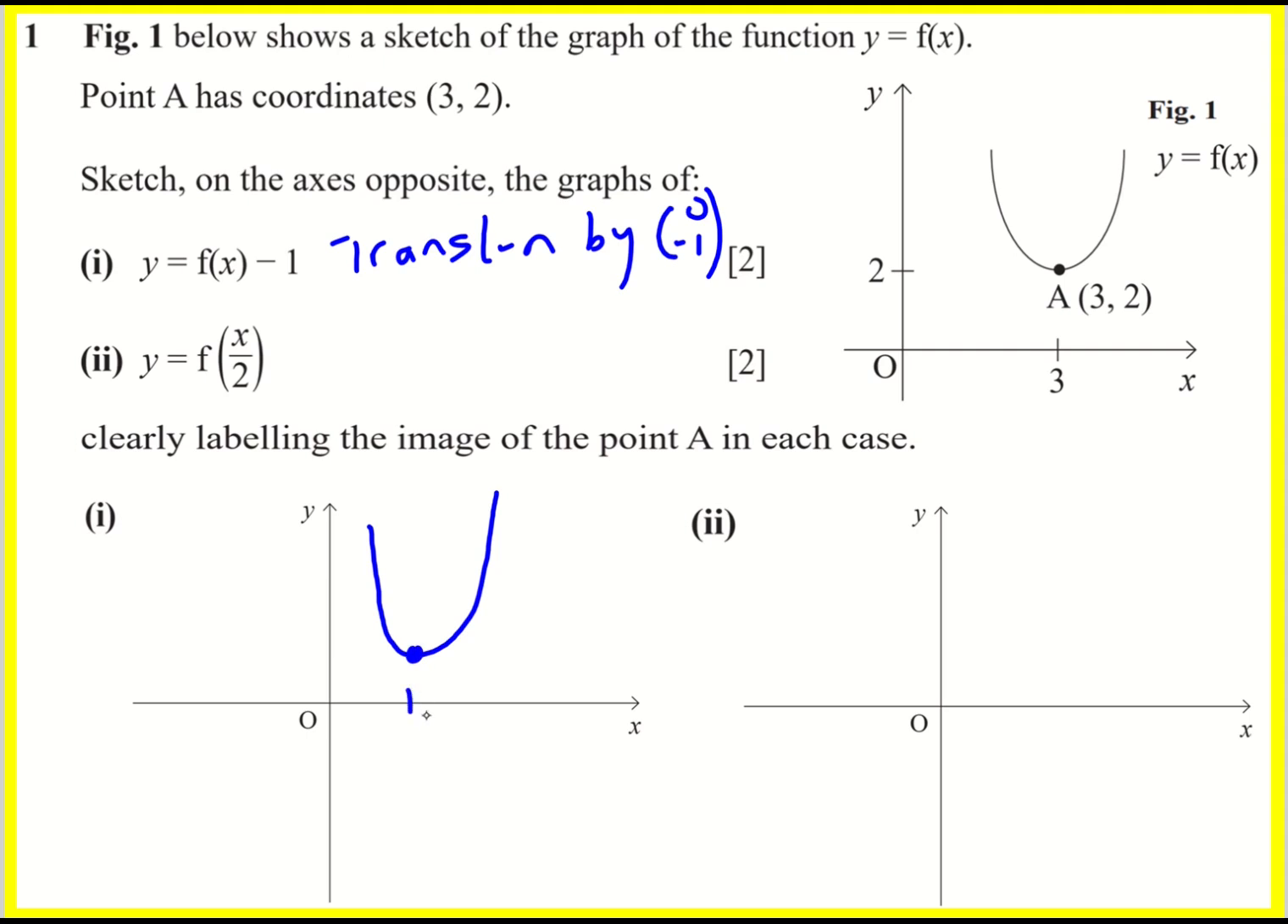So I'll still have my minimum at x equals 3, but now the value, instead of being 2, is going to be 1. And then I just need to label it A, 3, 1. Then for f of x over 2, I'm timesing by a half, which means it's a stretch in the x direction by 2.